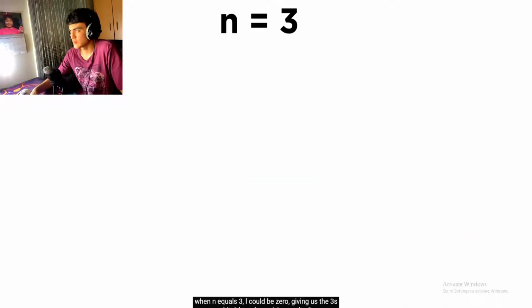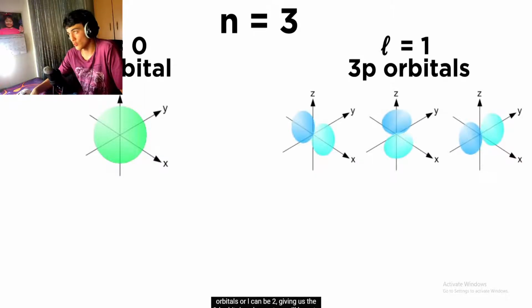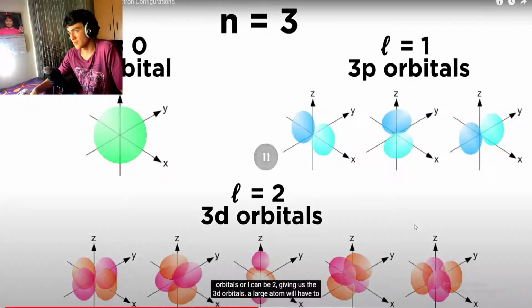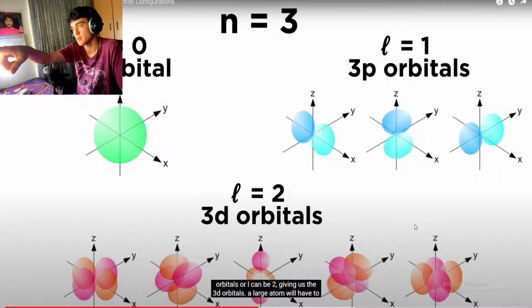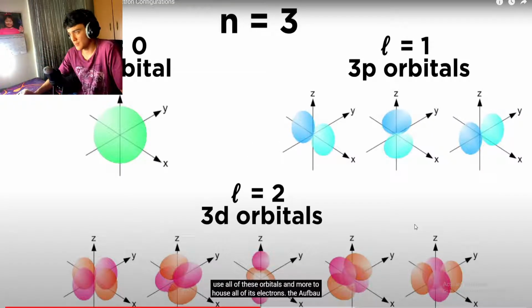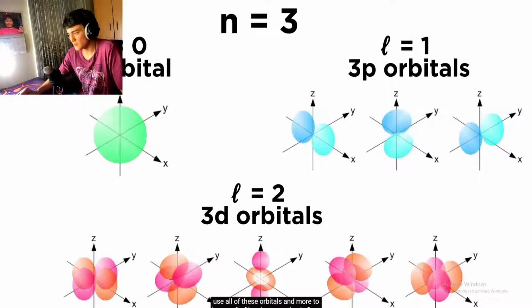When n equals 3, L could be 0, giving us the 3s orbital. L could be 1, giving us the 3p orbitals, or L could be 2, giving us the 3d orbitals. For the s orbital, m sub L would be 0. For p, m sub L would be -1, 0, 1. For d, m sub L would be -2, -1, 0, 1, 2. A large atom will have to use all of these orbitals and more to house all of its electrons.